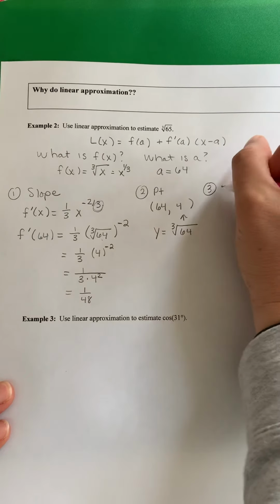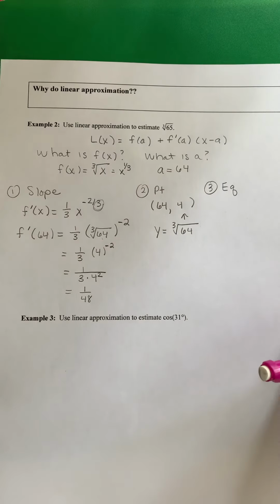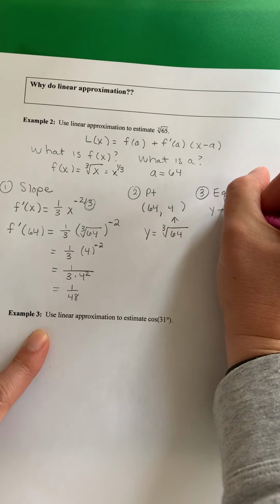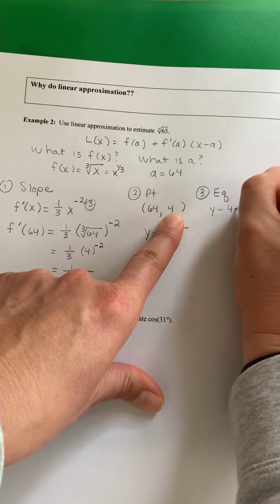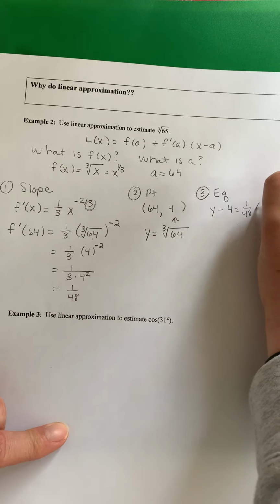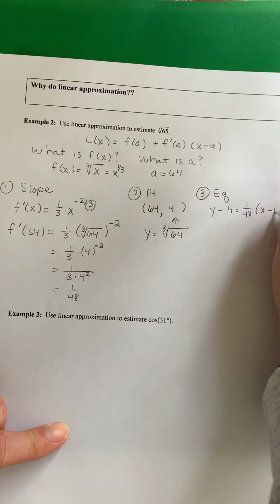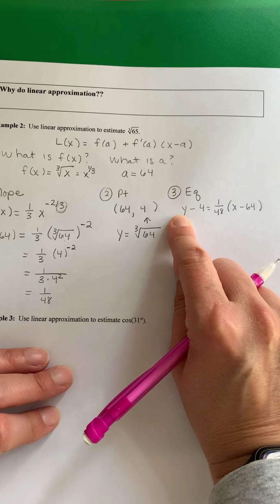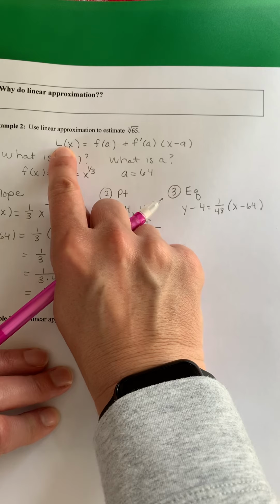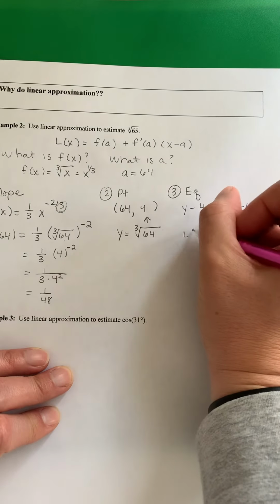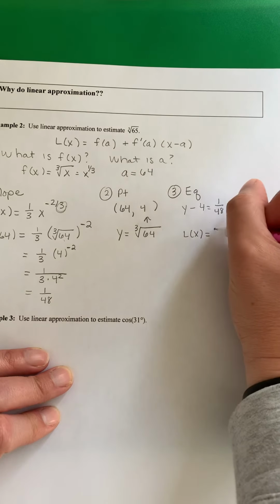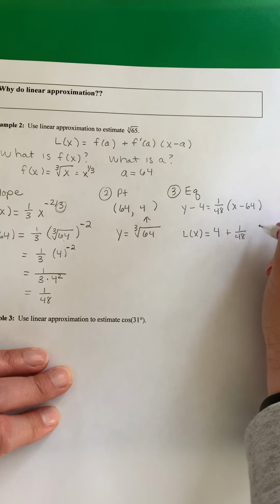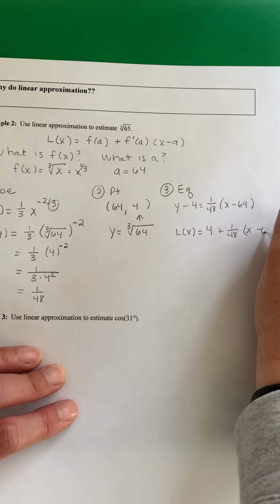Finally we're ready for the linear approximation equation here. So writing the equation of our line, we have y minus the y-coordinate of 4 is equal to the slope of 1/48 times x minus the x-coordinate, which was 64. Just like last time, I'm going to go ahead and replace y with my linear approximation notation here and kick over the 4. So the linear approximation equation is 4 plus 1/48 times the quantity x minus 64.